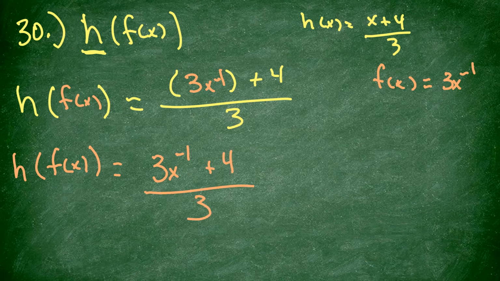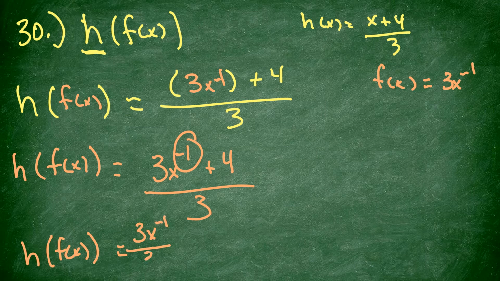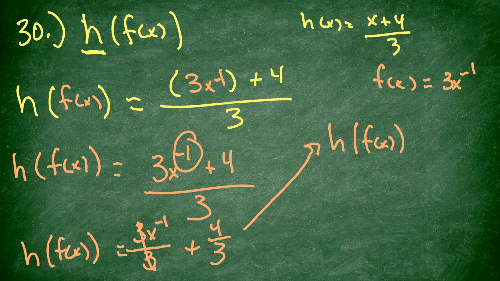Now before I go any further, I need to get rid of this negative exponent. I'm not allowed to have that there. But I also have a fraction going on. So I'm going to split up this fraction into 3x to the negative first all over 3 plus 4/3. I'm allowed to split that up. Now the 3's cancel. This becomes x to the negative 1. So your final answer is h of f of x equals 1 over x plus 4/3. That's the function. All right?